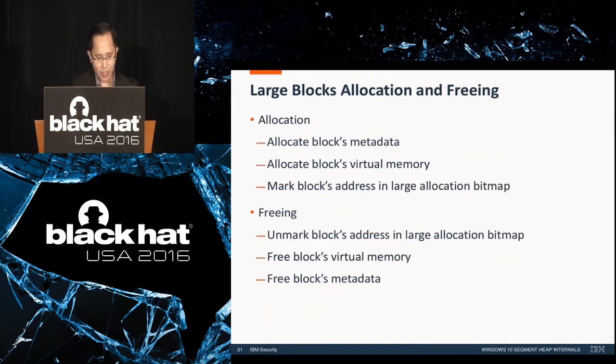The large allocation is straightforward since there's no free list to consult. First, the block's metadata is allocated from a separate metadata heap. Then the block's virtual memory is allocated. And then the block's address is marked in the large allocation bitmap. The freeing is also straightforward. It is just the reverse of the large block allocation process.